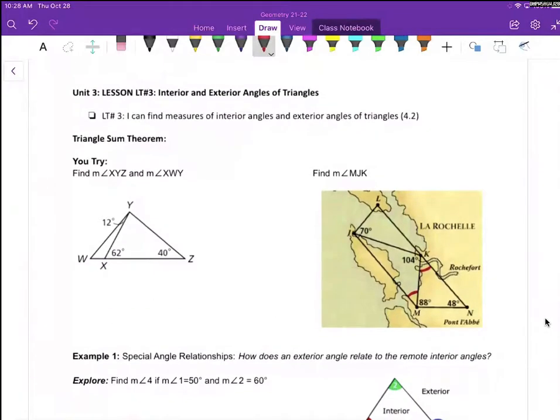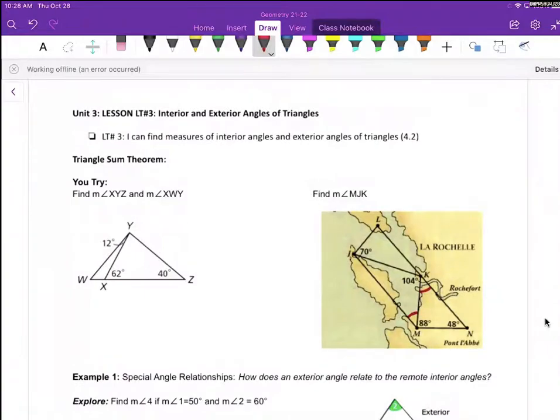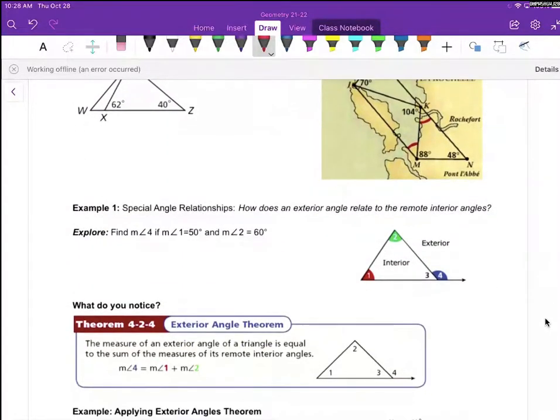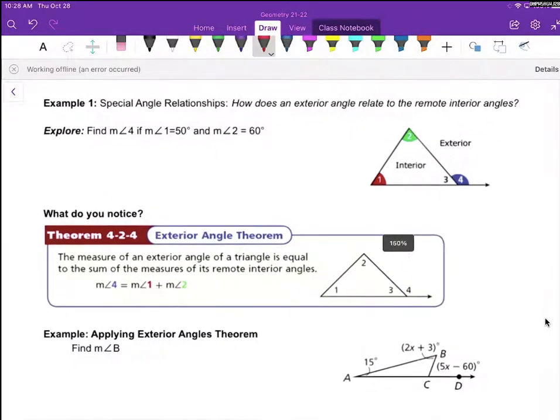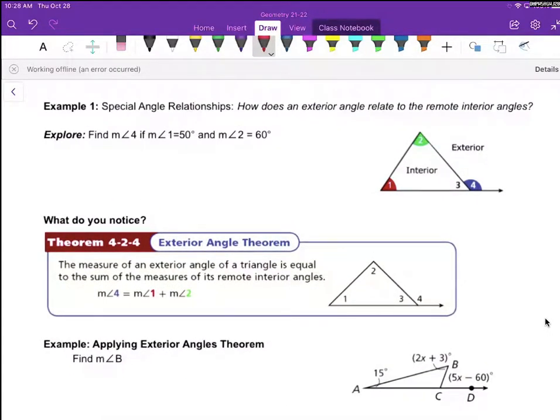This is Mrs. Robert. So you should have already gone through the first part of learning target 3, which was using the triangle sum theorem to find some interior angles of triangles. And now we're going to start with just an exploration of some interesting things that you'll notice about an exterior angle with relation to some of the interior angles.